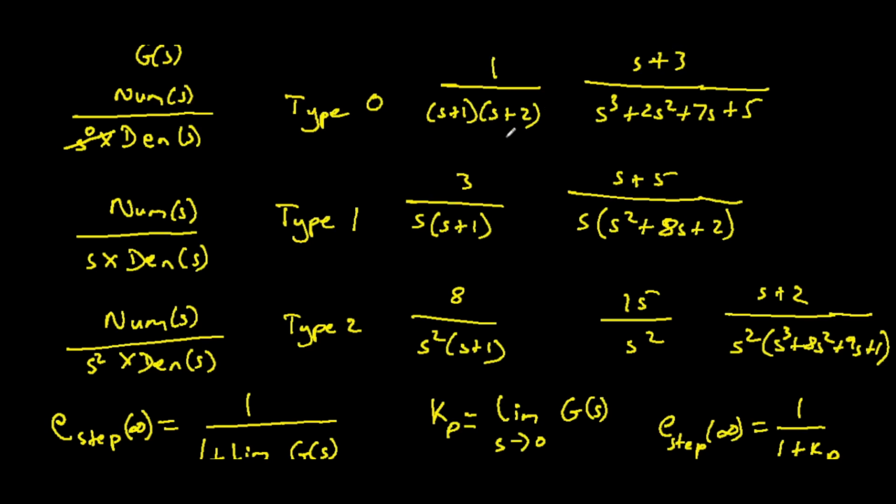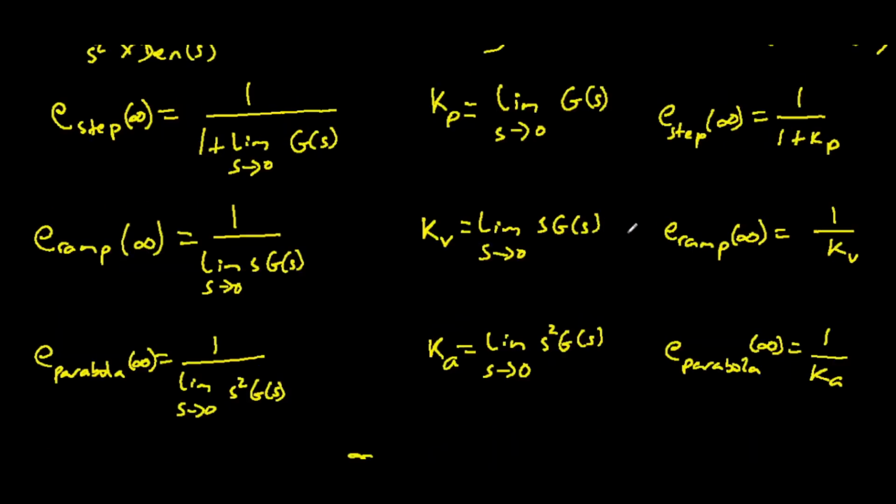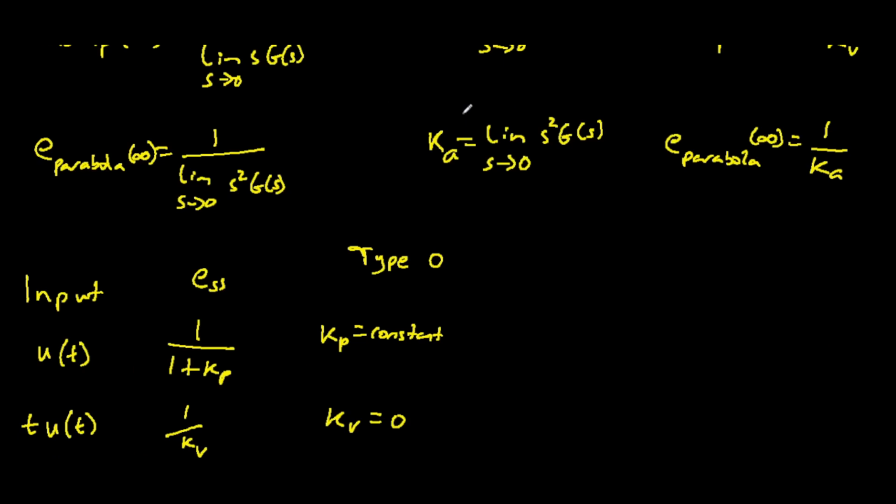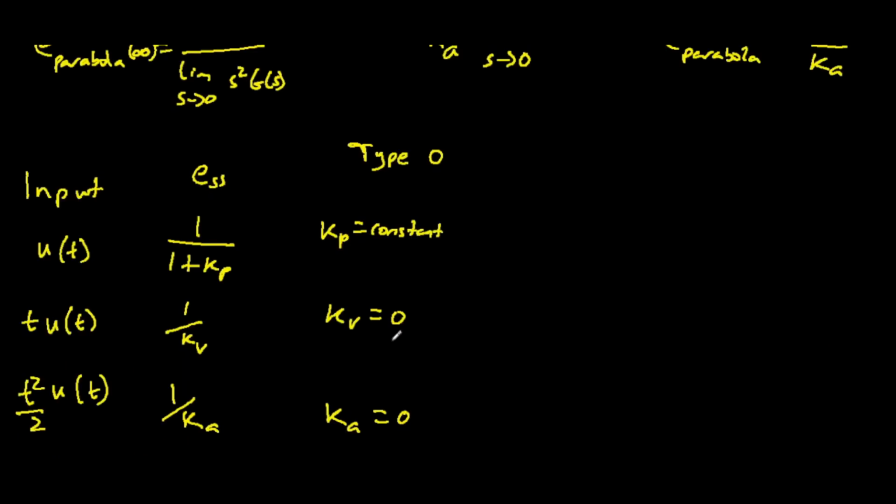To find your Ka, like we have it down here, Ka is the limit as s tends to 0 of s squared G(s). You can put that here, multiply the numerator by s squared. There is no s in the denominator to cancel that out. So you're left with 0. Okay, so for a type 0 system, your Kv will be 0, your Ka will be 0, and your Kp will be a constant, a non-zero, finite number.